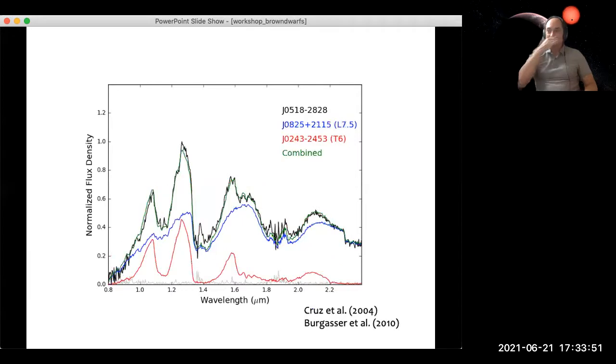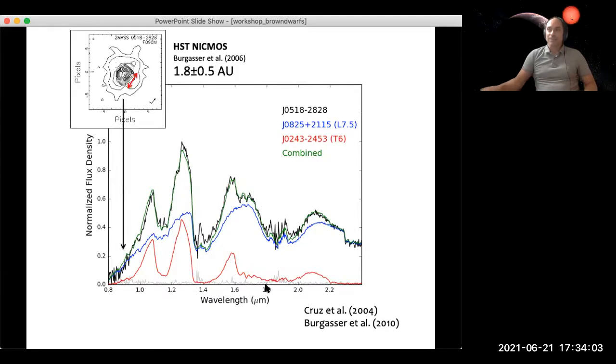And so the solution, as I mentioned, is to just combine two spectra. And indeed, we can match what we observe for the system very well by assuming it's actually a combination of two different stars. And we were able, just barely, to resolve the system with the Hubble Space Telescope.